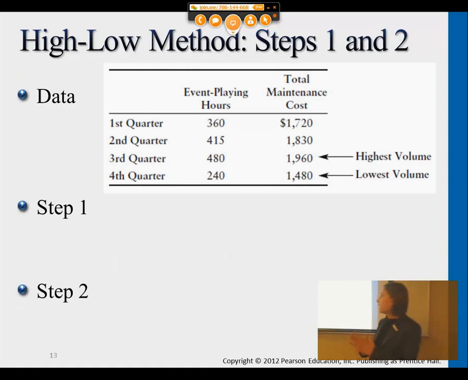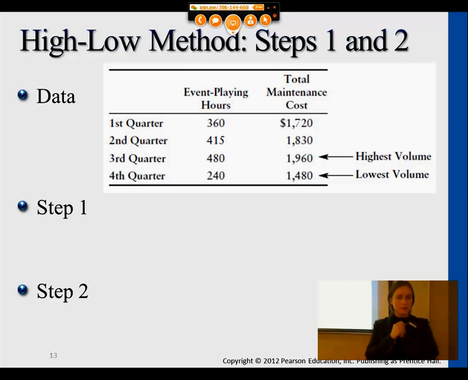So let's say we have this data. We have event plane hours for different quarters of the year, and then we have total maintenance costs that we had to pay for those quarters. So what are we going to do first? We said that we're going to first identify which one is the highest and which one is the lowest level of activity, right? So we see here 1960 is the highest volume, and then 1480 is the lowest volume. So we're just going to play with those two numbers for now.